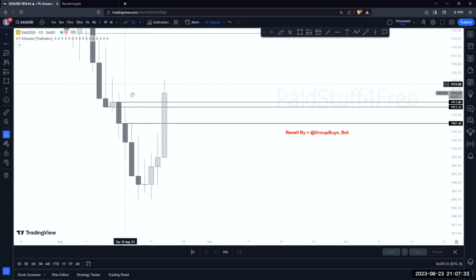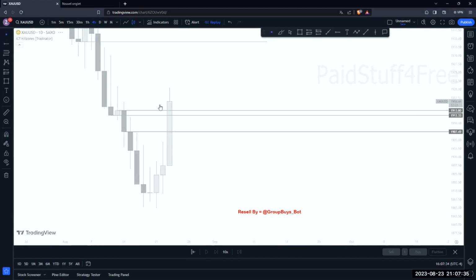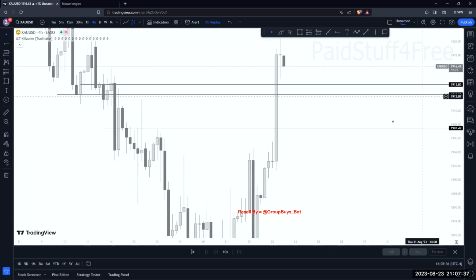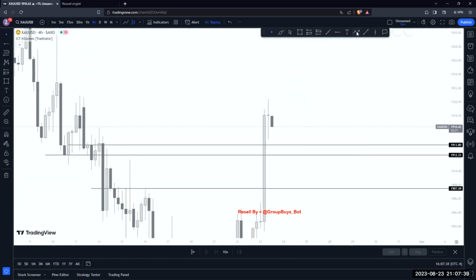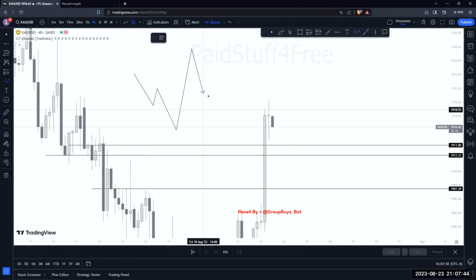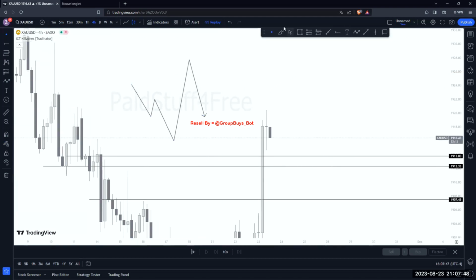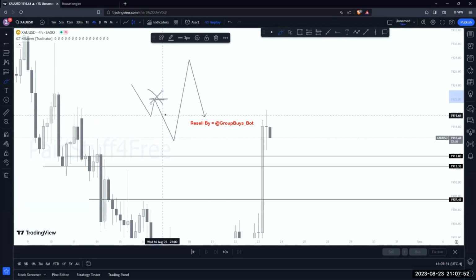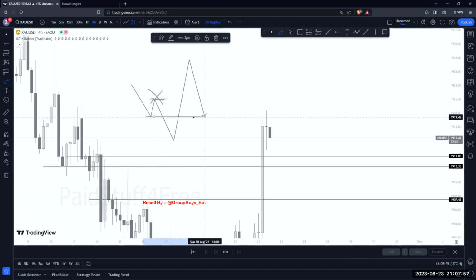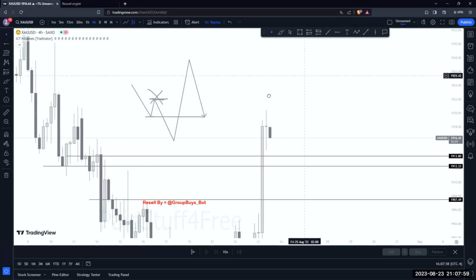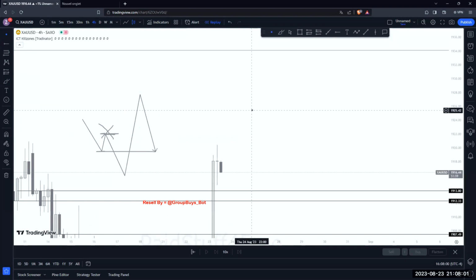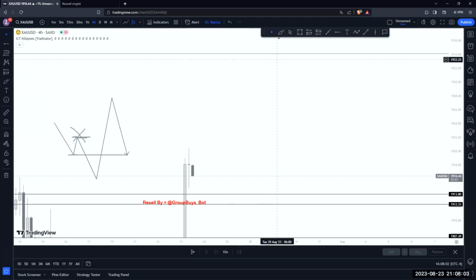Then you go to H4. Once you go to H4, look for something that makes sense. What makes sense? An HNS, or a gap level that is fresh. HNS here. So don't take these. Do not take that. Take the QM, the HNS. HNS means head and shoulders.